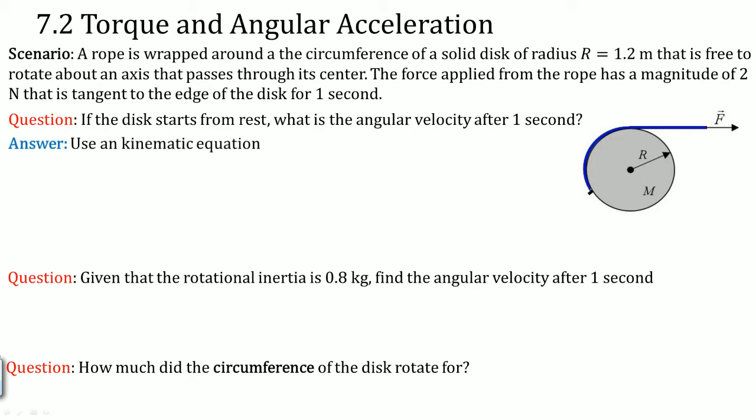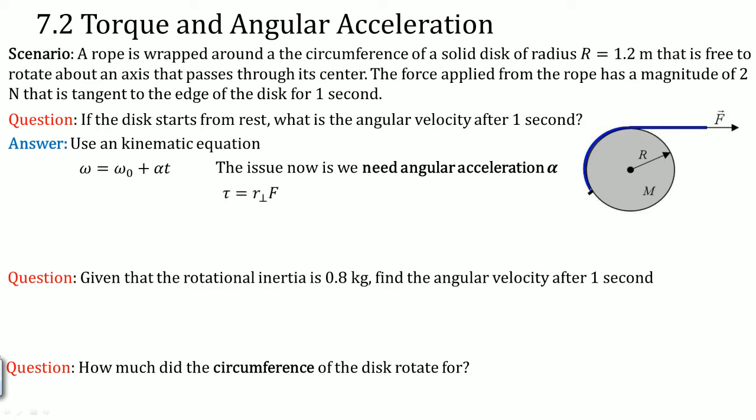The answer. The approach is to use the kinematics equation. Omega is equal to the initial omega plus the angular acceleration times time. The issue now is that we need angular acceleration, alpha. To get alpha, we can now take a look at the torque equation.